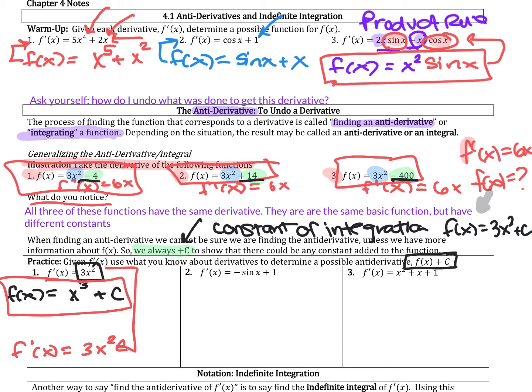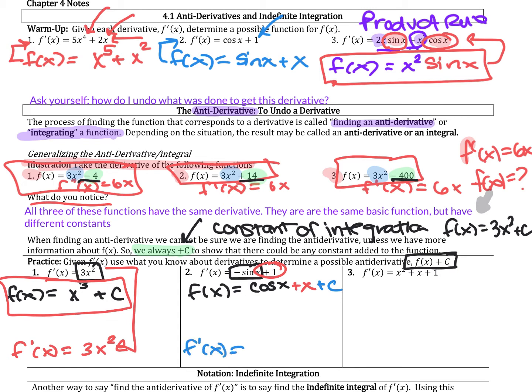All right, hopefully you have had some time to look at these. So on number 2, I'm asking myself, what do I take the derivative of to get negative sine? Well, the derivative of cosine is negative sine, so that covers this piece here. Then I want to know what do I take the derivative of to get 1? Well, the derivative of x is going to be 1. And then for each of these antiderivatives, I need a plus c to hold the placeholder for any constant.